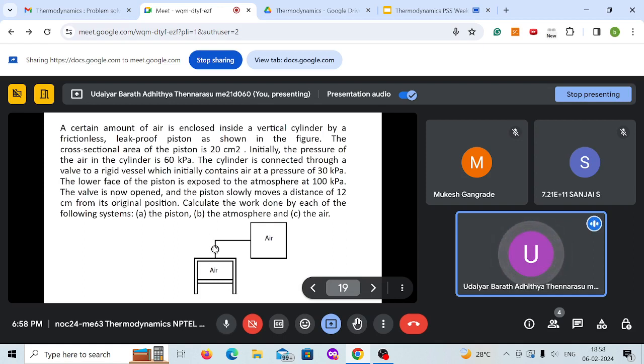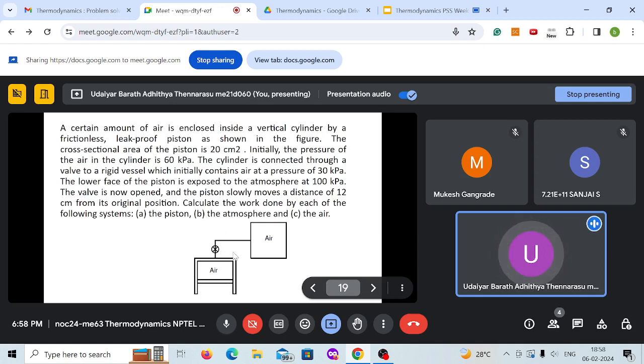Now when the valve is open, because the piston is being moved by the surroundings, because the surrounding has higher pressure, this air will get compressed and it will move to the vessel. Because here it is 30 kilopascal, this pressure is lower than here, so the air will start moving. Then the piston slowly moves a distance of 12 centimeter from its original position. That's what is given in the problem.